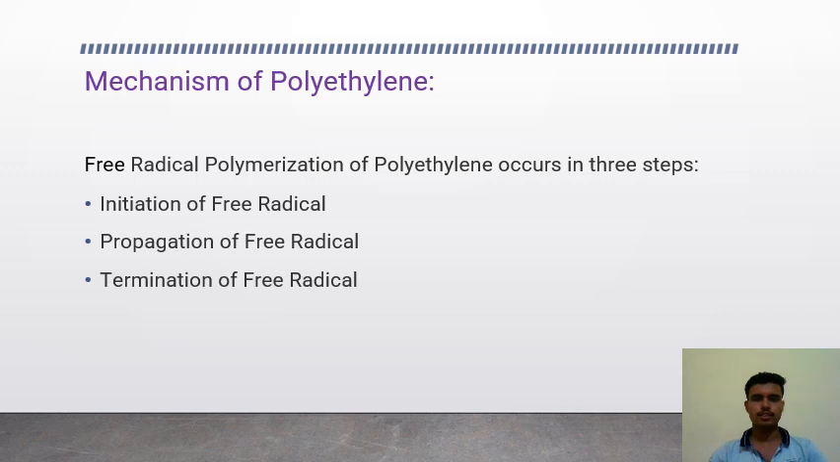Mechanism of polyethylene. Free radical polymerization of polyethylene occurs in three steps: initiation of free radical, then propagation, and then termination of free radical polymerization. Then the next slide continues by Atharva Kulkarni.